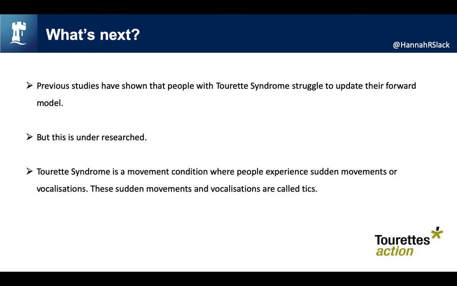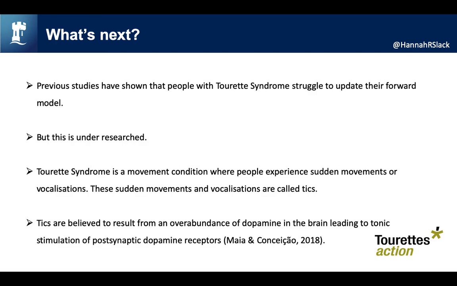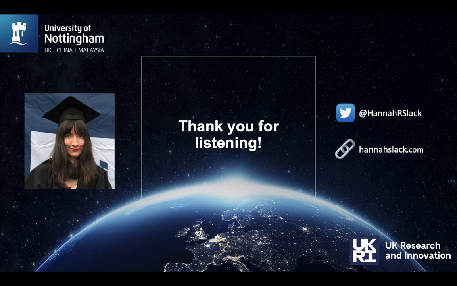Tourette Syndrome is a movement condition where people experience sudden movements or vocalizations known as tics. Tics are believed to result from an overabundance of dopamine in the brain, leading to tonic stimulation of postsynaptic dopamine receptors. And as we've seen, dopamine has been said to play an important role in the forward model system. So I'll be working with the charity Tourette's Action to investigate how the forward model develops in adolescents and young adults with Tourette syndrome.